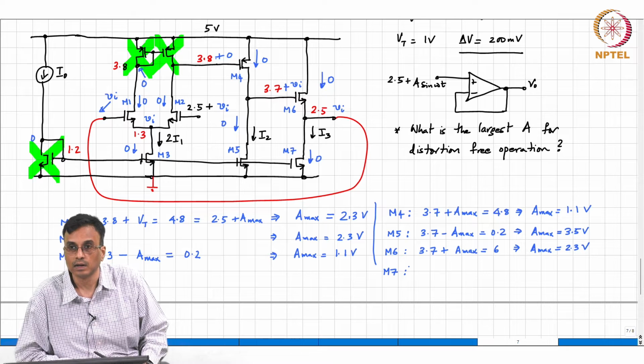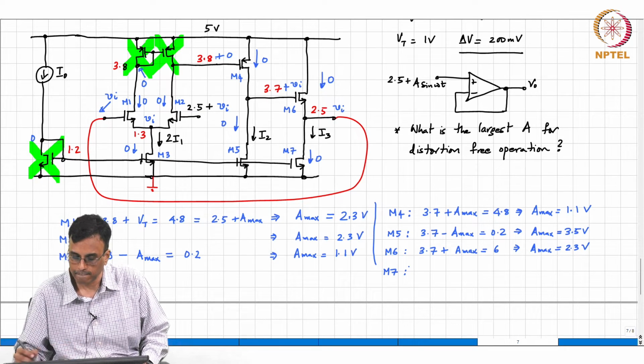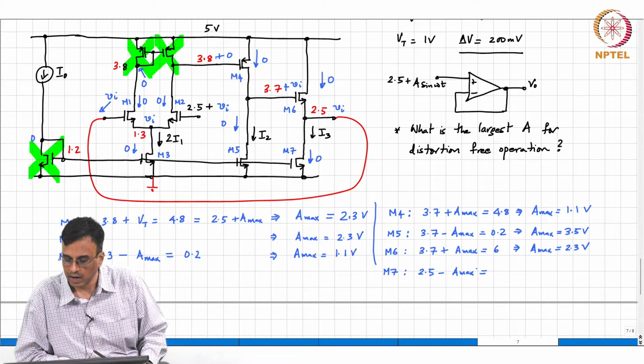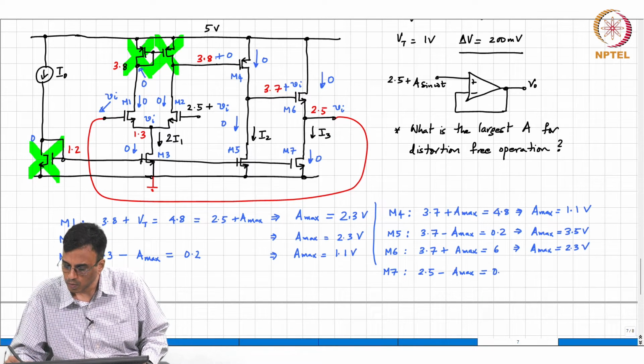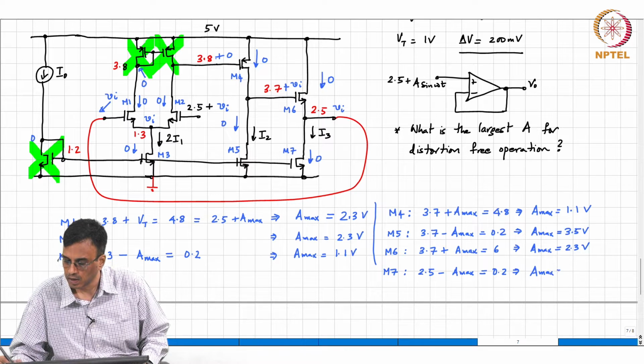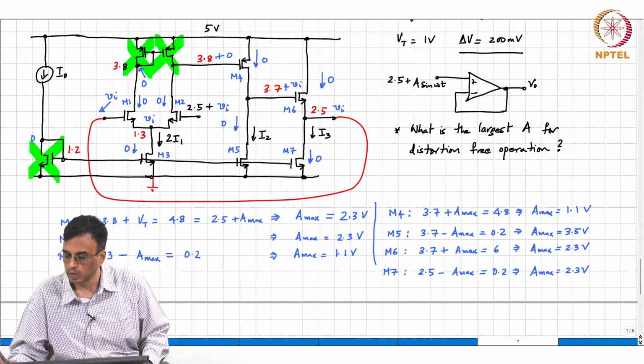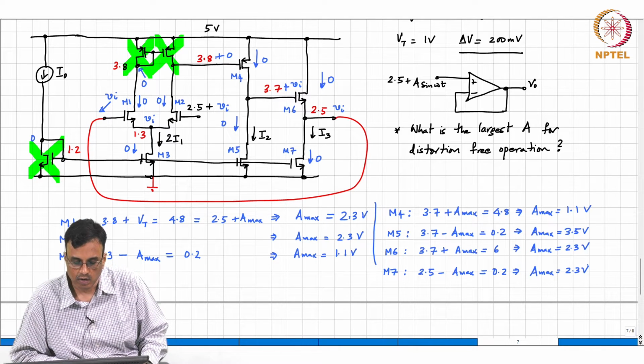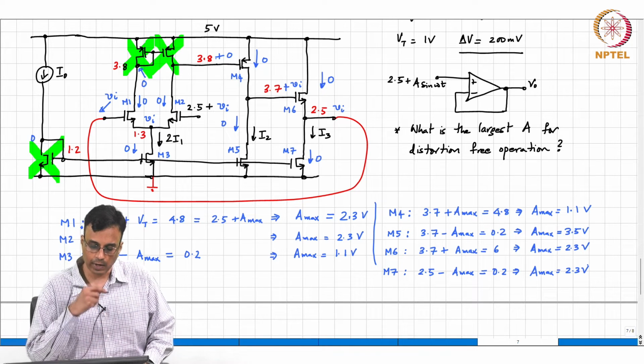What about M7? 2.5 minus A max is the lowest that the drain potential can be. This must be equal to, so A max is nothing but 2.3 volts. All right. So which of these things do you think is the most problematic?